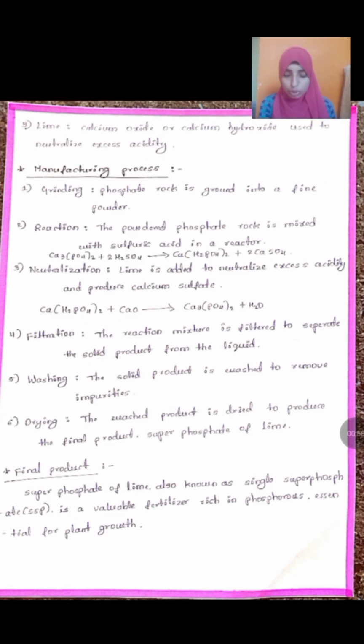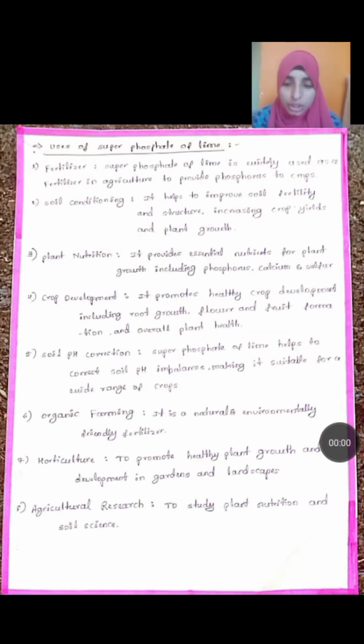Final product. Superphosphate of lime, also known as single superphosphate, is a valuable fertilizer rich in phosphorus, essential for plant growth. Discussing uses of superphosphate of lime. First one is fertilizer. Superphosphate of lime is widely used as a fertilizer in agriculture to provide phosphorus to crops.